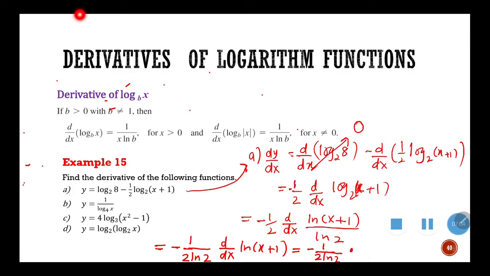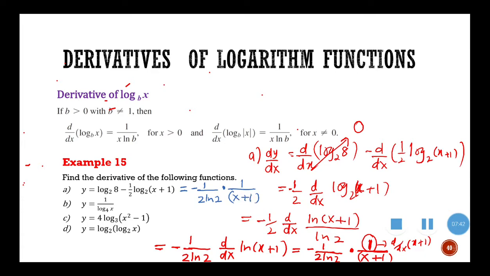Differentiate ln (x plus 1), you will get 1 over x plus 1, and multiply with the derivative of x plus 1, which is 1. This is d dx of x plus 1, so you get 1 here. I did not write it. So for A here, I have written the answer neatly: the answer for A becomes negative 1 over 2 ln 2 times 1 over x plus 1.